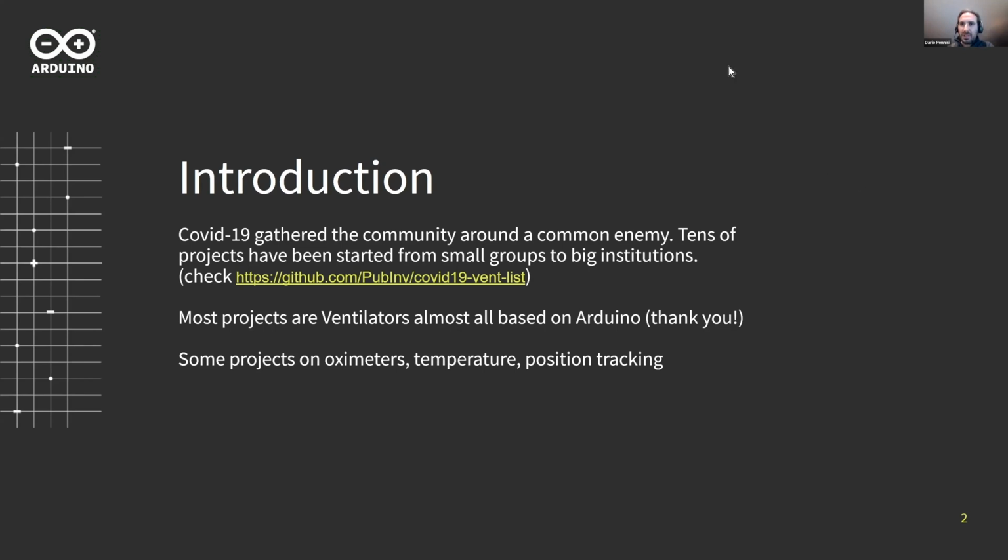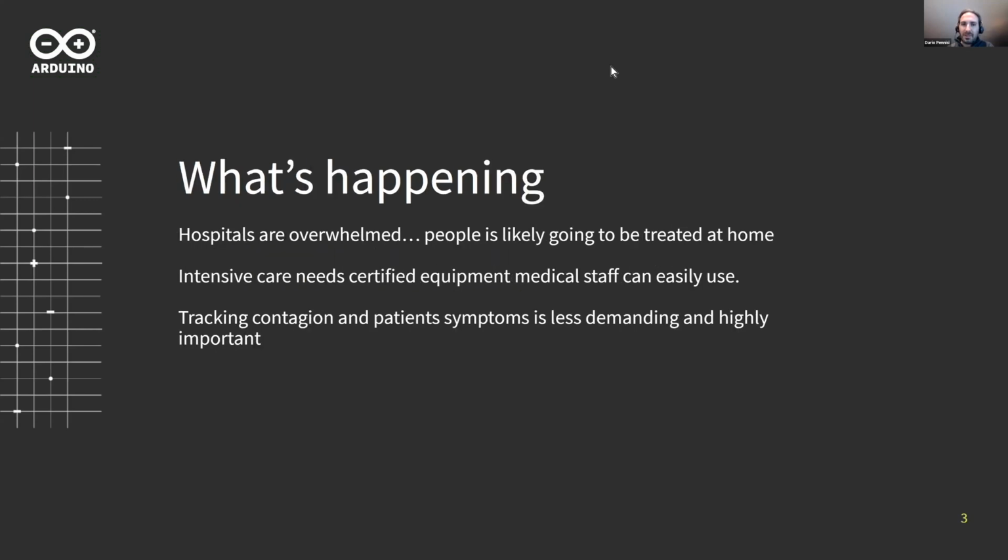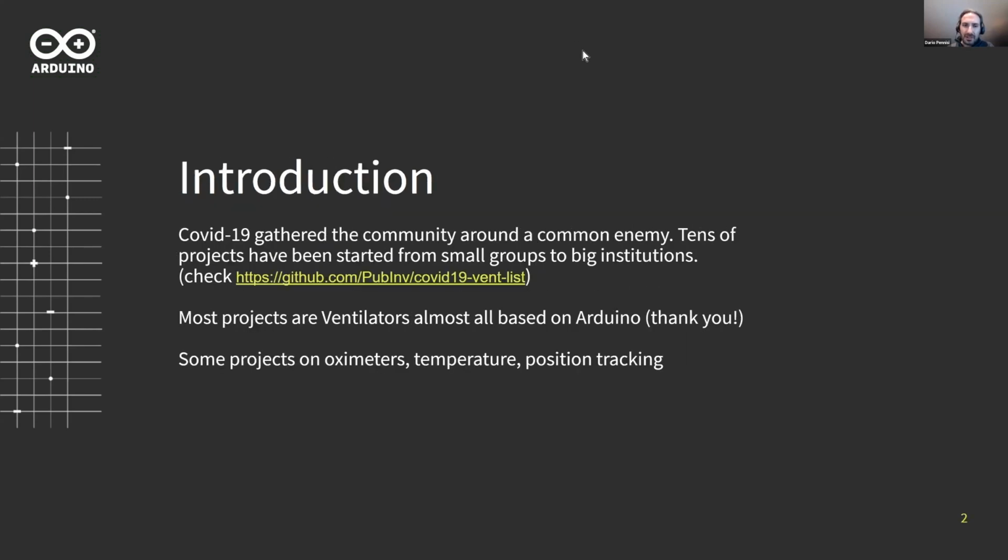The other important thing is that there is a need for a lot of other stuff other than ventilators. Some of these are oximeters, temperature sensors, position tracking, and stuff like that. Let's not forget that before getting into intensive care, there are a lot of things that we can do. And it's really important that we think about how to handle that. So that is really the last resort.